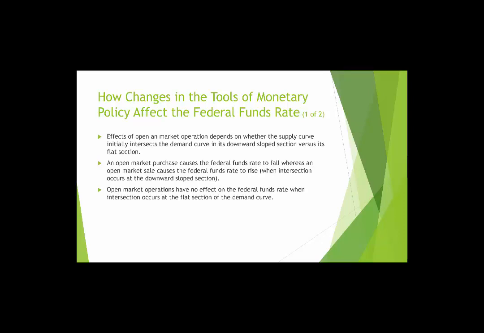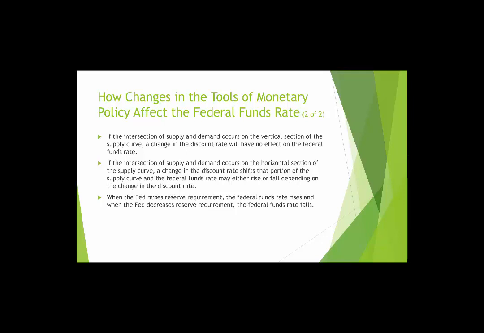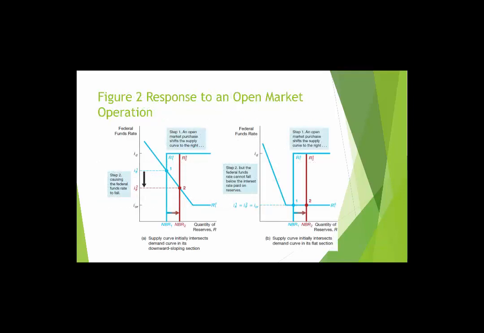So let's have a look at what happens. What happens depends on where we were initially. Let's just go to the diagrams here. The explanation is in the two previous PowerPoints. So let's look at the first case, where we have an intersection on the vertical part of the supply curve for reserves. So say at 1. In that case, the open market purchase shifts the supply curve to the right. That causes, first of all, an excess supply of reserves because there are more reserves in the system. That pushes down the federal funds rate. You can see it falls from i_FF1 to i_FF2.